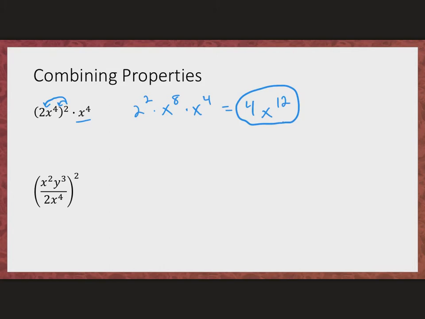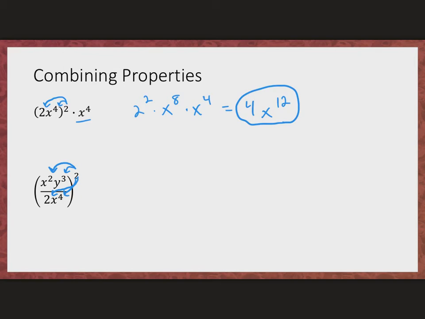Now down beneath, we have a quotient, and I probably could simplify that quotient first, but I am actually going to apply the power over power first. So I'm going to apply this squared to every single term inside. Whether it has a visible power or not, the 2 doesn't have a visible power, it's 1. I will apply it to all of them.